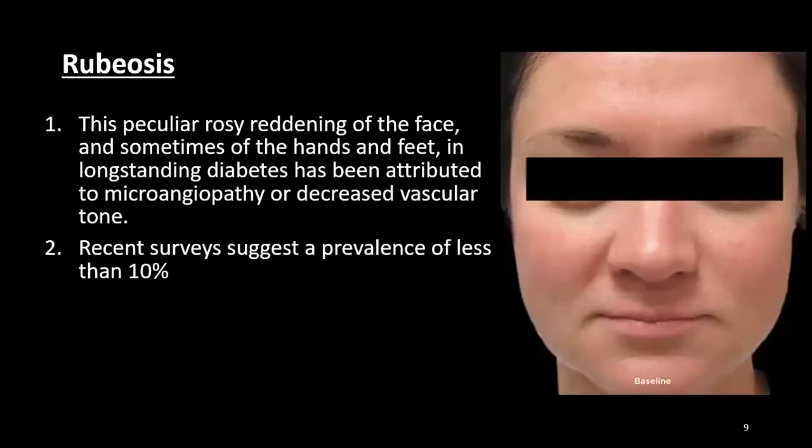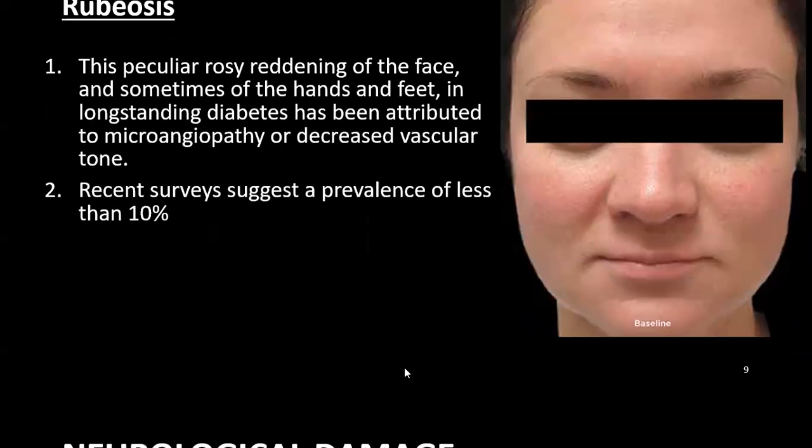Rubeosis. This peculiar rosy reddening of the face and sometimes of the hands and feet in long-standing diabetes is attributed again to microangiopathy and decrease in vascular tone. A recent survey suggests a prevalence of less than 10%. As a result of decrease in vascular tone, the vessels are dilated, resulting in the erythema.